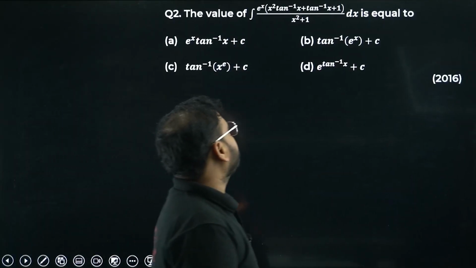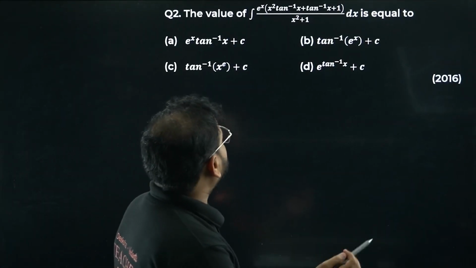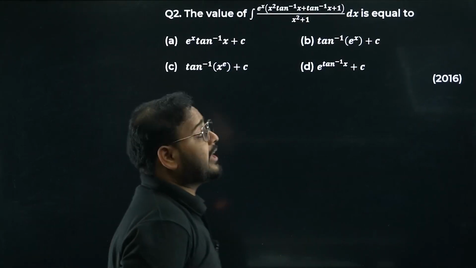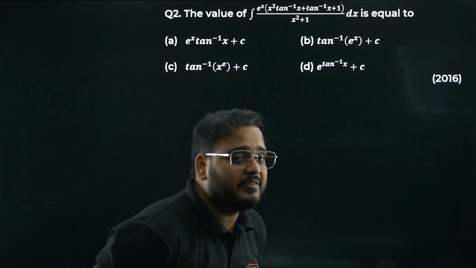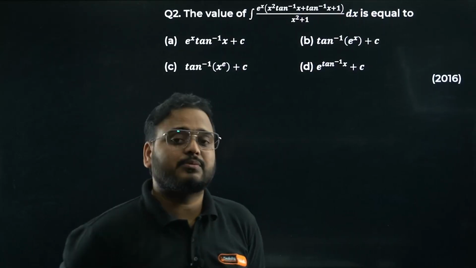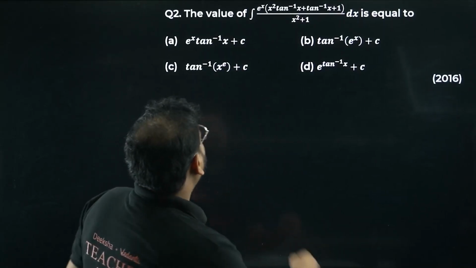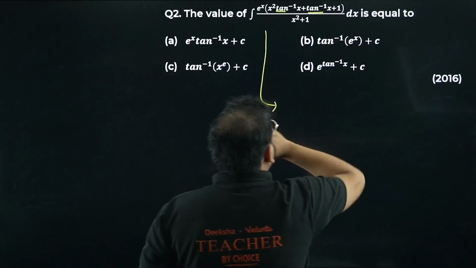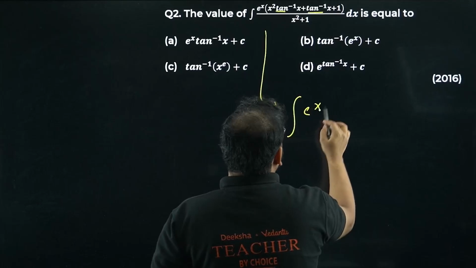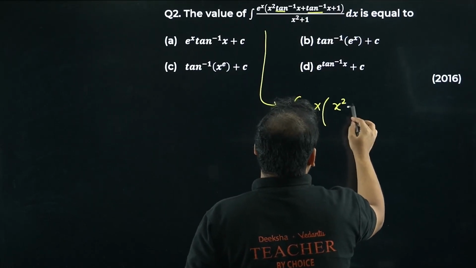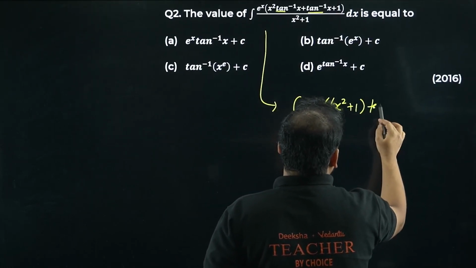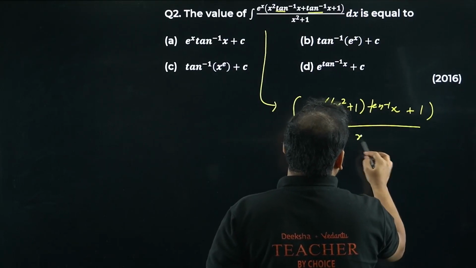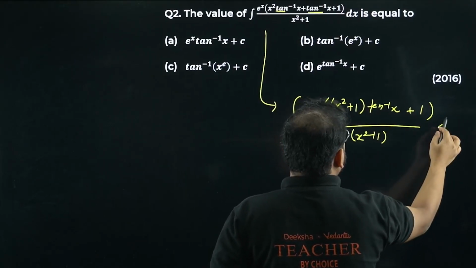We have the value of the integration of e power x times this expression given over here: x square tan inverse of x plus tan inverse of x plus 1 upon x square plus 1. Again, as I said, where there is an e power x, some property or some substitution will be there. Please check what can be used over here. You can see tan inverse of x is common in this, so we'll just take that out. We'll have the integration of e power x times x square plus 1 times tan inverse of x plus 1, divided by x square plus 1. That's a very simple question actually.